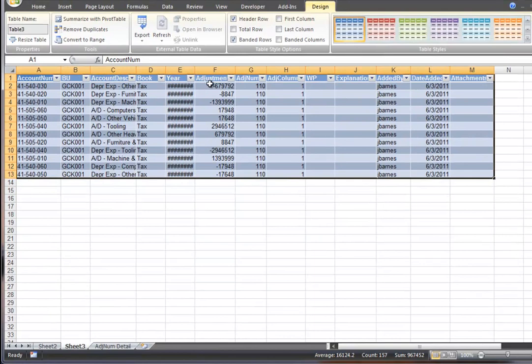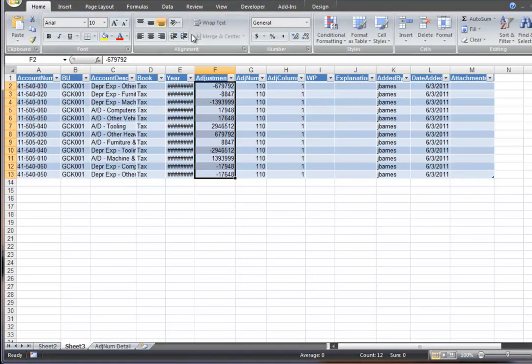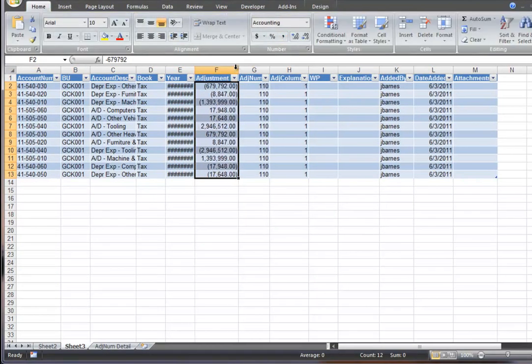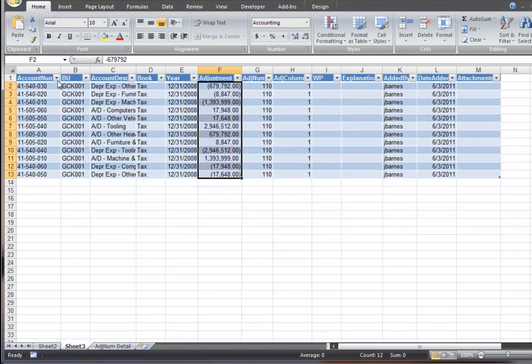Since the system tracks all of your cumulative adjustments, you have access to the when, where, and why an adjustment was made.